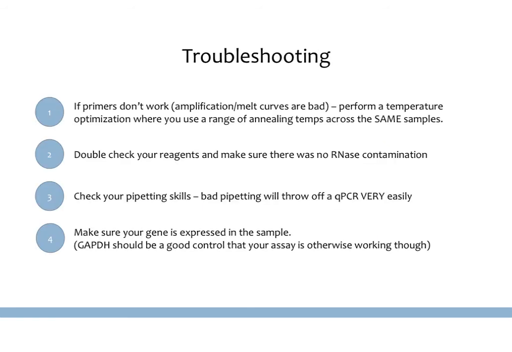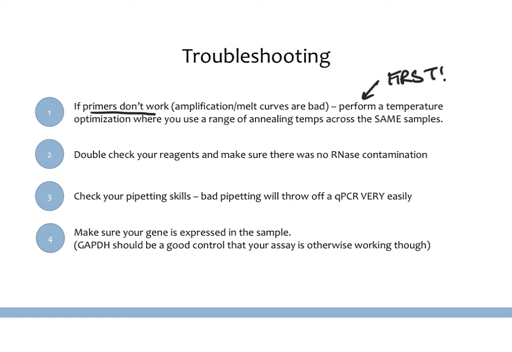A few notes on troubleshooting just to wrap up the experimental section. If your primers don't work, we kind of already talked about this. If the amplifications or melt curves are bad, the first step always is to perform a temperature optimization. Because like I said, the annealing temps or the melting temps that are given to you are not always accurate. Sometimes it will tell you the TM of this primer is 60, but it's actually like 68. And that's why your PCR did not work.